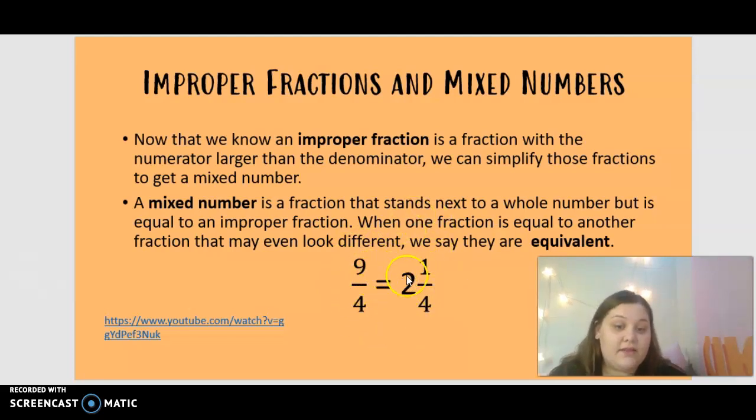Believe it or not, these two numbers are equal because 9 over 4, how many times does 4 go into 9? 2. What's the remainder? Well, 4 times 2 is 8. 9 minus 8 is 1, so we would get 1/4 left over. So 9/4 is equal to 2 and 1/4.